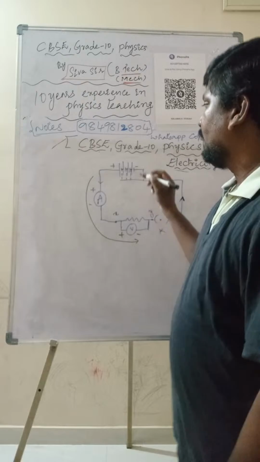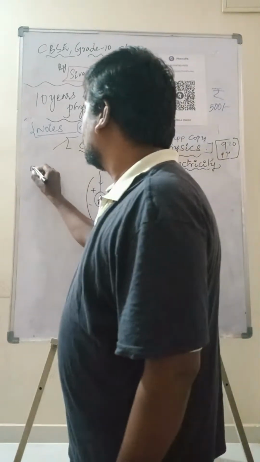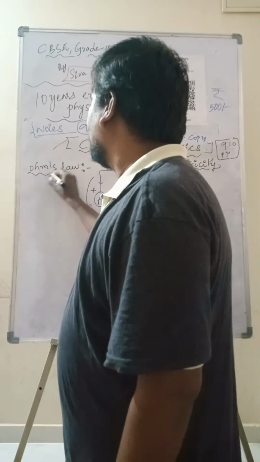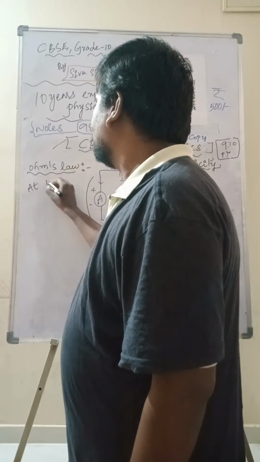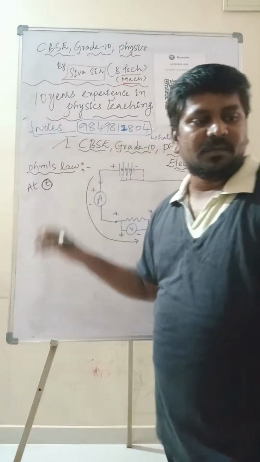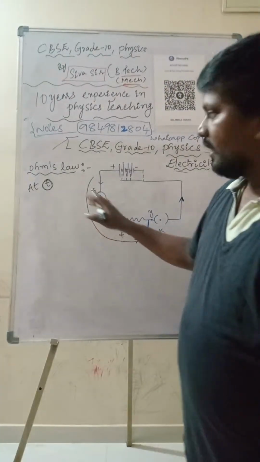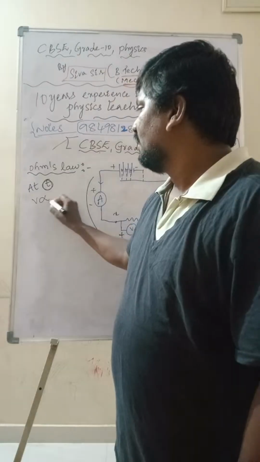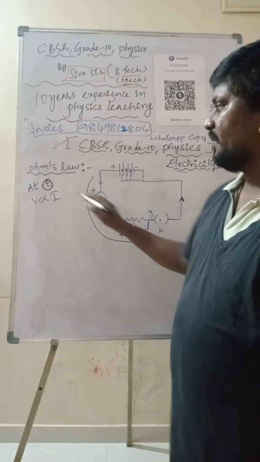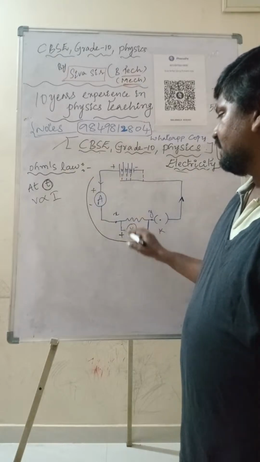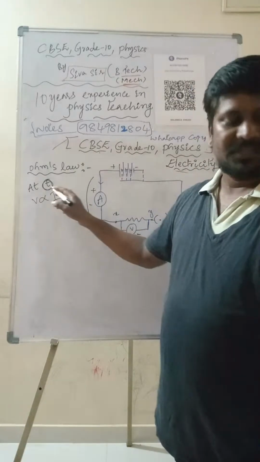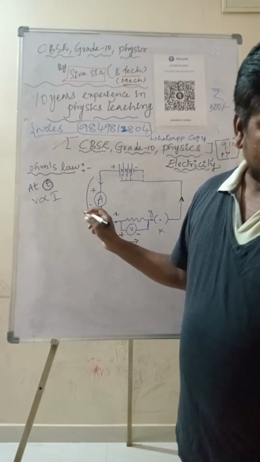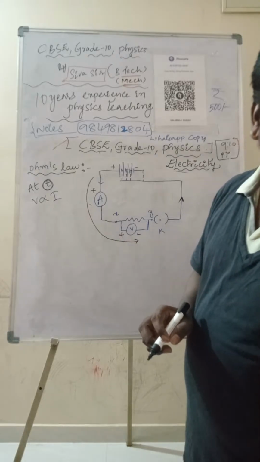Okay, so now the Ohm's law statement. At a constant temperature, the potential difference across a metallic conductor is directly proportional to the current flowing through it. Directly proportional to the current flowing through it. Okay.